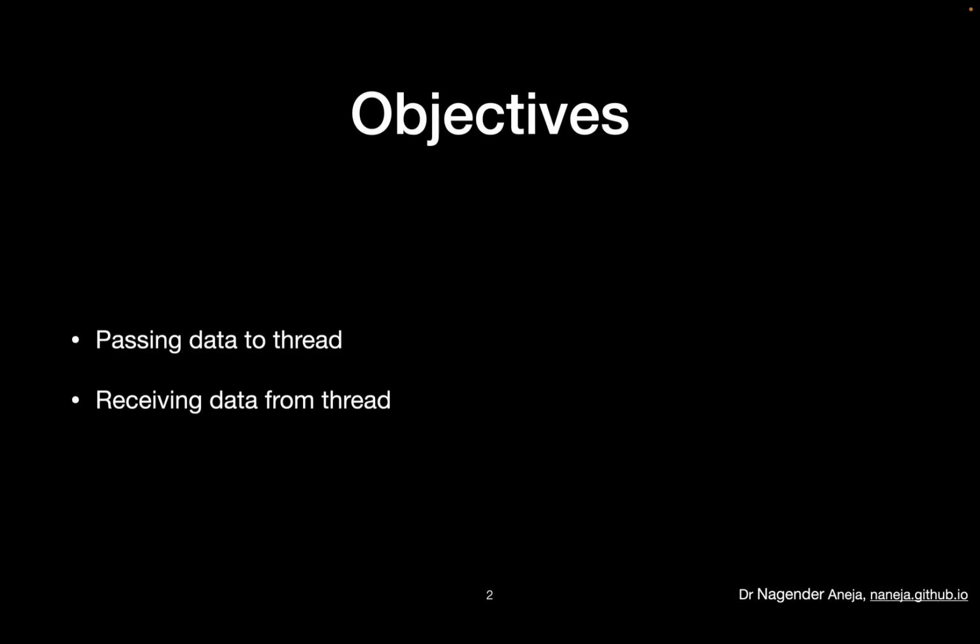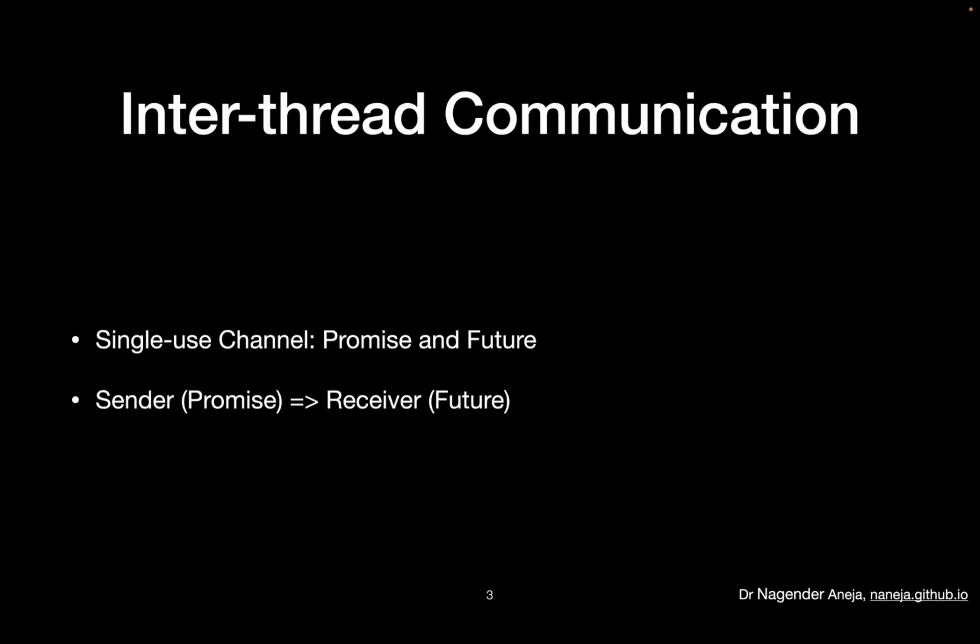The next will be the main focus of this chapter, which is receiving data from the thread. So how to receive the data from a thread. This is called inter-thread communication. And for inter-thread communication, we're using a single-use channel, which is the promise and the future. The sender is going to receive the promise and will set the value of the promise. And the future is linked to the promise, and then the receiver, for example the parent thread or the main thread, will call the future and use the get function. So from the future object, it will call the get function to get the value set by the promise.